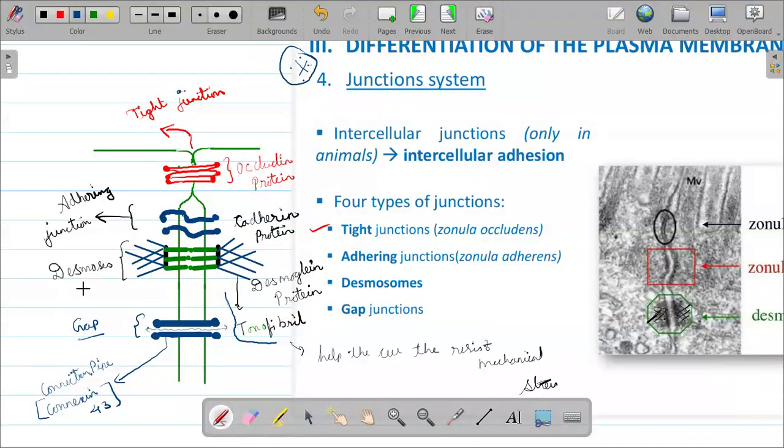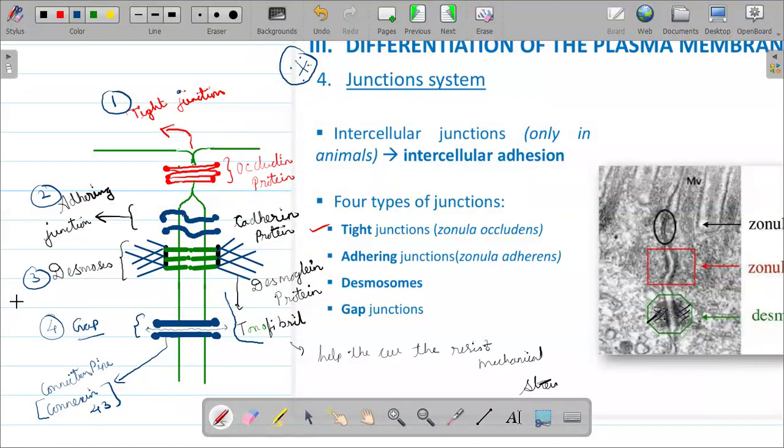So there are four important junctions: tight junction, adhering junction, desmosis, and gap junction. Tight junction keeps the cells strong with each other. Desmosis gives them mechanical support. Gap junction helps in transport of molecules. Understood? Yes, sir. The weakest among them is the gap junction.